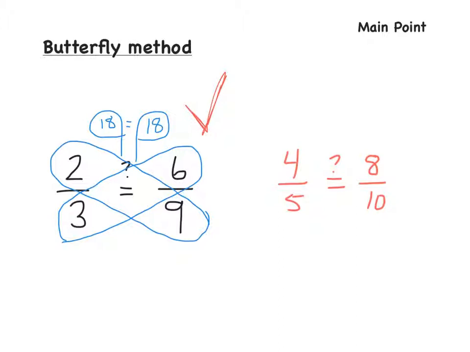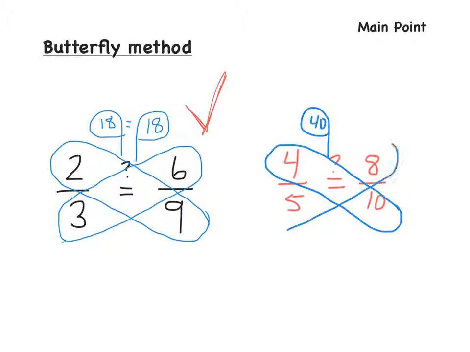We have 4/5 and 8/10. We're wondering if they are proportionate. So let's do the butterfly method again. Let's do the easier one first. Let's do 4 and 10. We multiply those. That equals 40. Now let's multiply 8 and 5. That equals 40. So are those equal? Yes, they are. So based on this, 4/5 and 8/10 are proportionate. By proportionate, they are equal.